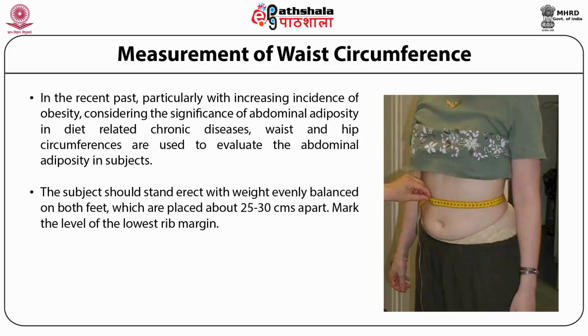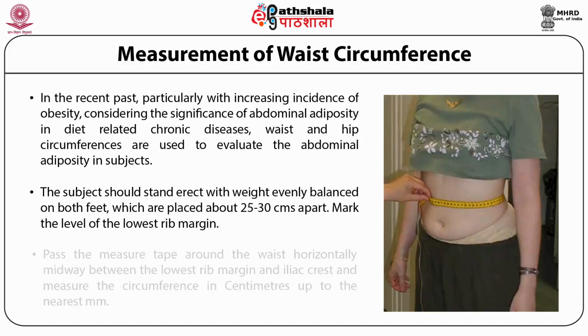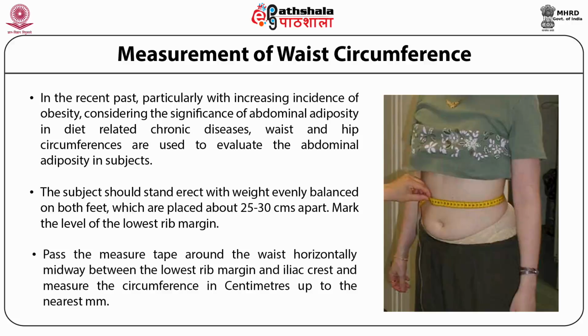Mark the level of the lowest rib margin, feel the iliac crest in the mid-axillary line and make a mark. Pass the measuring tape around the waist horizontally midway between the lowest rib margin and the iliac crest and measure the circumference in centimeters up to the nearest millimeter. It is advised that the observer should sit on a stool in front of the subject while taking the measurement.